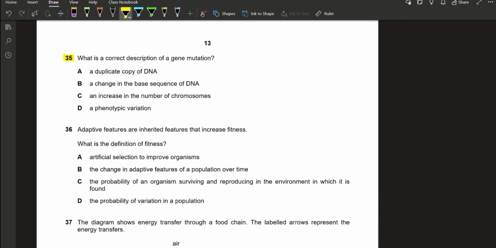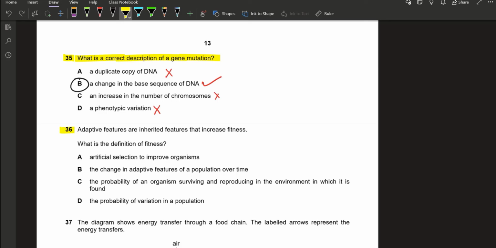Question number 35. What is a correct description of gene mutation? Option A. A duplicate copy of DNA, which is wrong. Option B. A change in the base sequence of DNA, which is correct. Option C. An increase in the number of chromosomes, which is wrong. Option D. A phenotypic variation, which is also wrong. So the correct option would be option B.